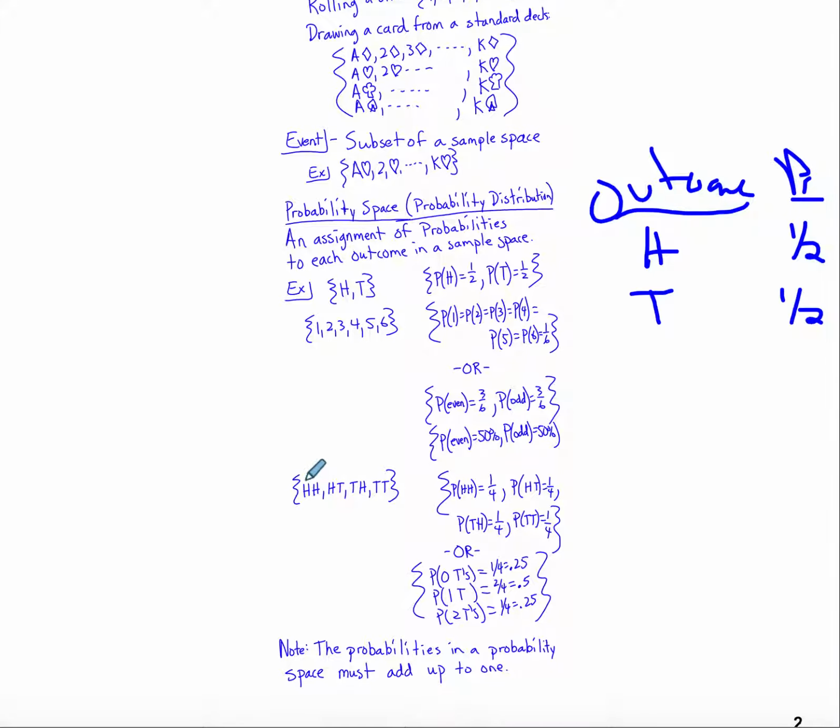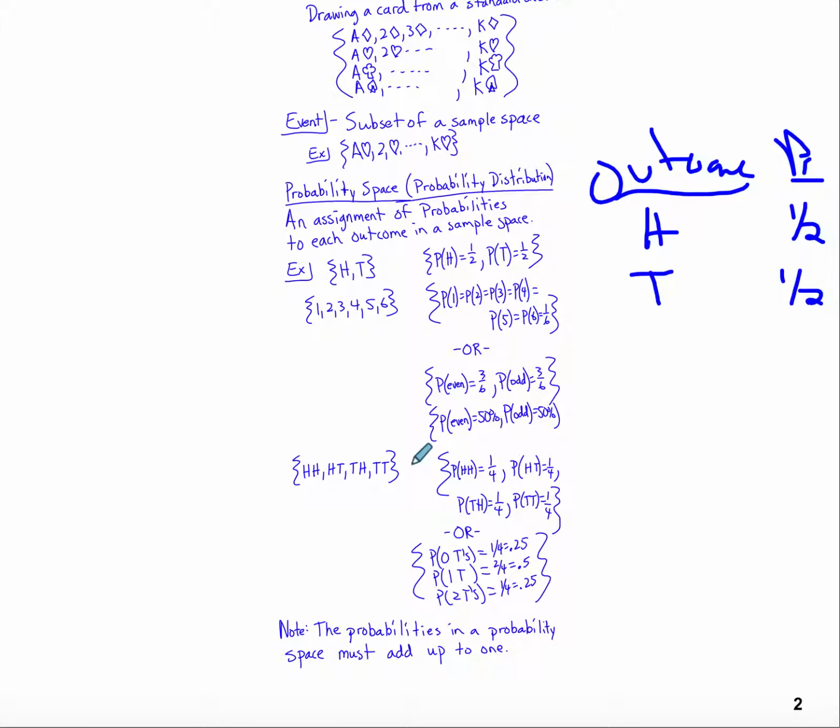Another example is if I flip 2 coins, this again is my sample space. The probability of getting a head is 1/4, probability of a head tail is 1/4, and so forth. And then I could say, instead of looking at each one, what's the probability of getting 0 tails? 0 tails means you get 2 heads. So there's 1 out of the 4 ways of that happening. If I want to look at 1 tail, there's 2 ways of getting 1 tail, tail head and head tail. So it's 2 out of 4, and 2 tails would be 2 tails, which is 1/4.